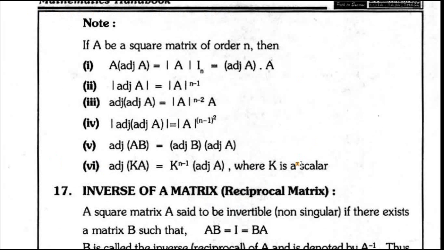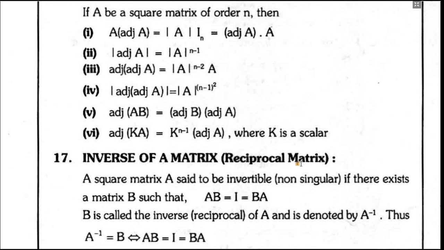Note, if A is a square matrix of order n, then A into adjoint A equals modulus A, meaning determinant A, sorry. A into adjoint A equals determinant A into the identity matrix of order n, which equals adjoint A into A. If you multiply the matrix A and its adjoint, the answer is the determinant of A multiplied by the identity matrix. And what is the determinant of adjoint A? The determinant of adjoint A is determinant A to the power n minus 1, where n is the order of the given square matrix A.